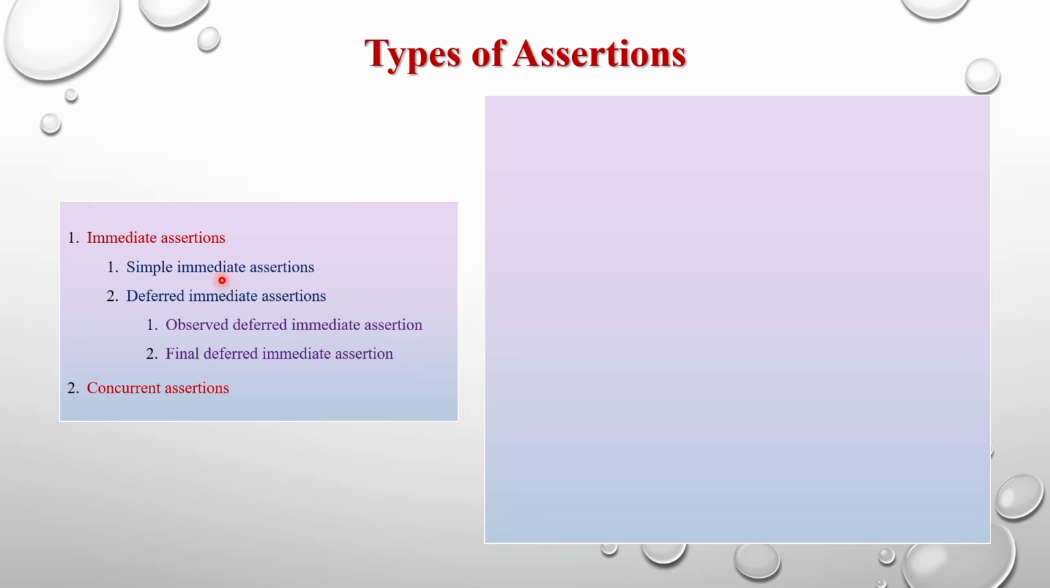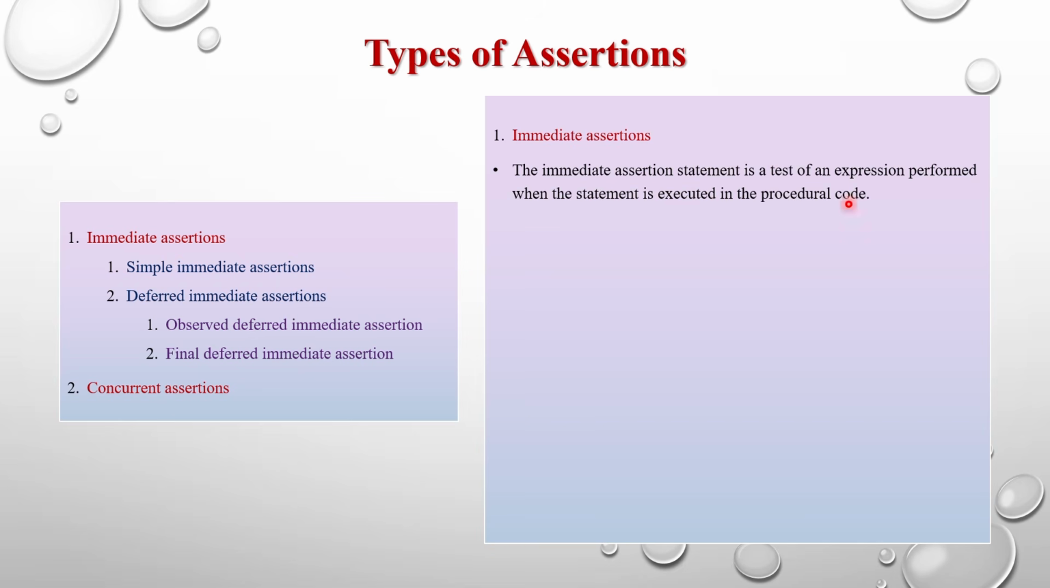So in this video, I'll give a short introduction to immediate assertions. Okay, in the next video, we will discuss more about immediate assertions. But here I'll give a simple introduction. So an immediate assertion statement is a test of an expression performed when the statement is executed in the procedural code. So procedural code is nothing but your always block or task or functions. Okay, so we will write these immediate assertions inside the procedural code.